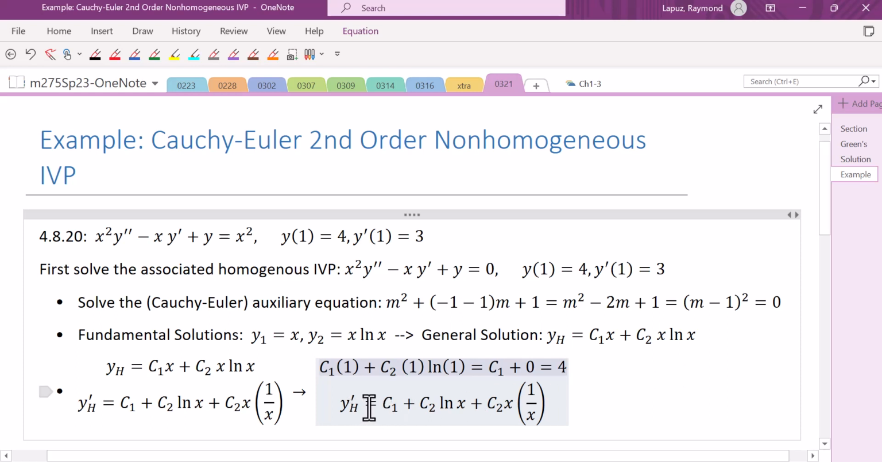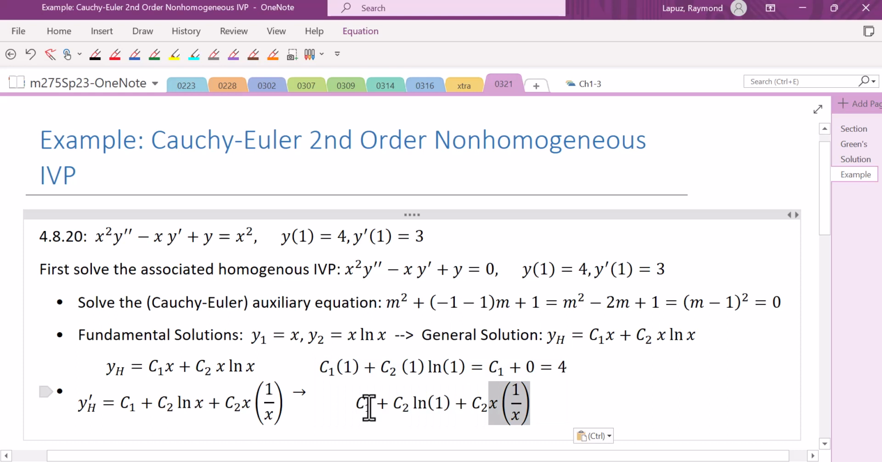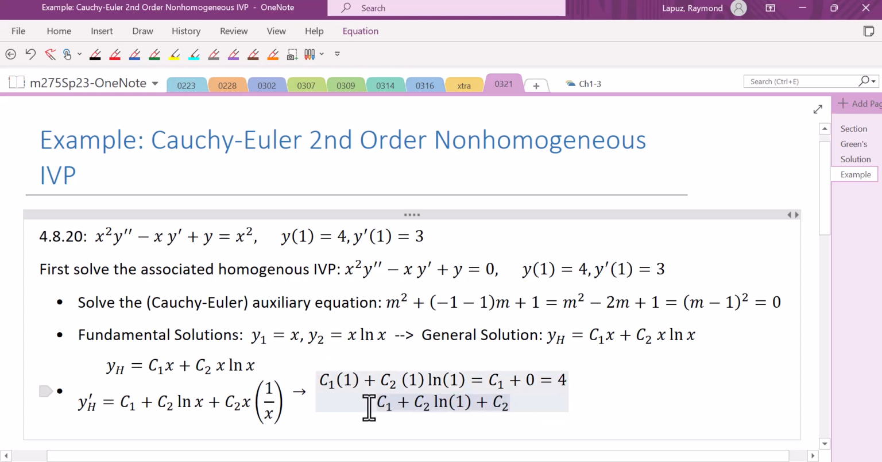And then for our second equation, we get c sub 1, it's just a constant. We're going to put in 1 for x. And this whole thing actually cancels, so we can just get rid of that. And then we will get the second equation to be c sub 1 plus c sub 2. So the second term goes away, but we still have a c sub 2. And this is equal to, according to the initial condition, 3. So then we'll have 3 here.